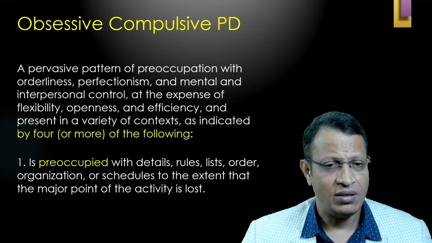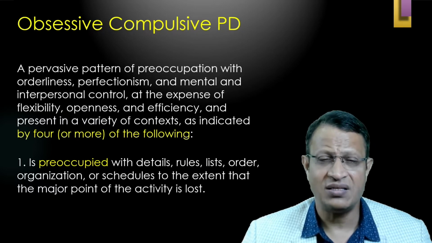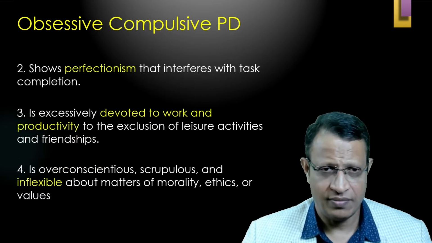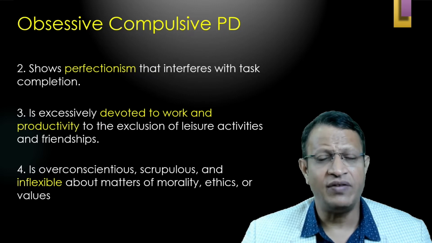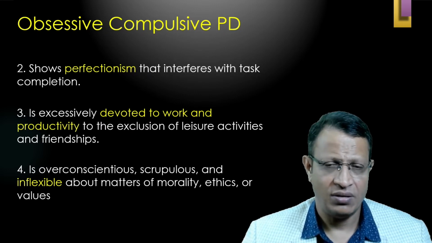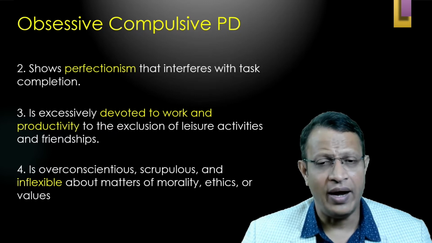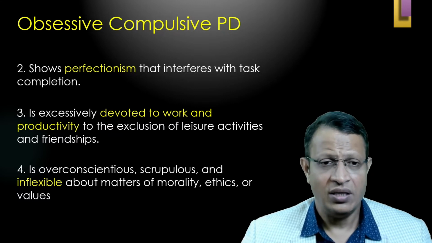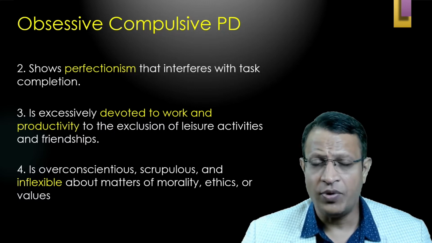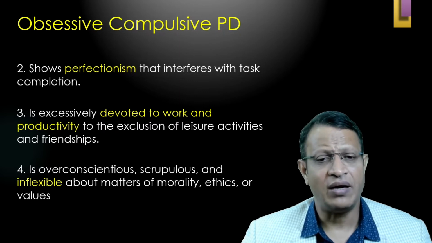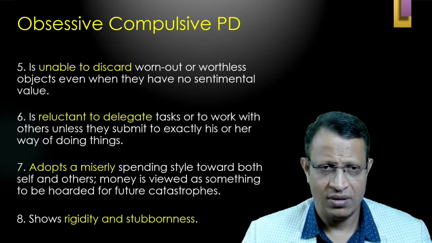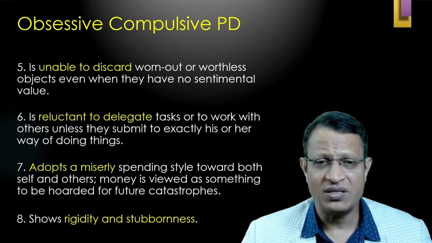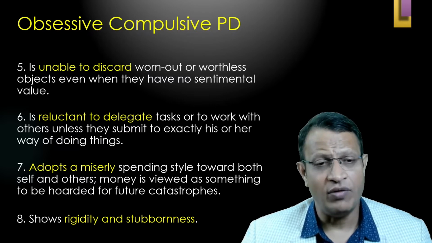First one is they are preoccupied with details, rules, lists, order, organization, or schedules to the extent the major point of the activity is lost. They show perfectionism that interferes with task completion. They are excessively devoted to work and productivity to the exclusion of leisure activities and friendships. They are overconscientious, scrupulous, and inflexible about matters of morality, ethics, and values. They are unable to discard worn-out or worthless objects even when they have no sentimental value.